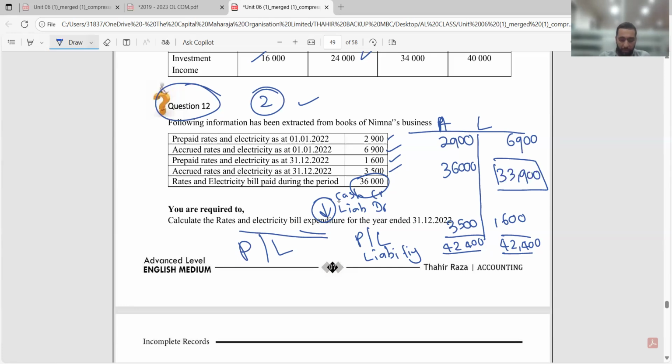Do the expenditure. Yes, very simple. So this is the answer, 33,900. This is the one. This is the liability credit and expense debit. Very simple. I hope you all have understood. Quickly take this down.